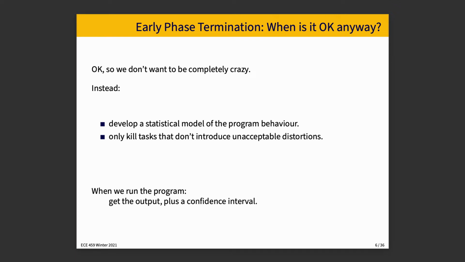The killing is my business and business is good approach is not ideal. We can develop a statistical model of the program behavior, and that will give us some idea of when it is okay and what tasks we can kill so that we don't introduce unacceptable distortions. And then when we run the program, the output is what we normally would expect with some confidence interval.